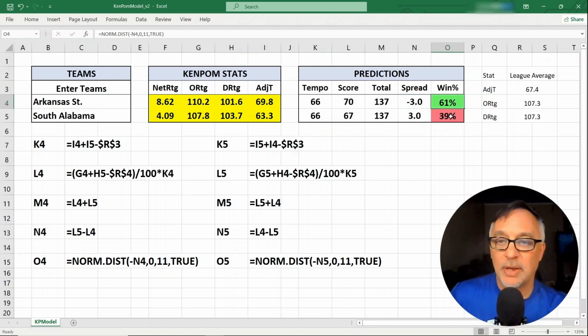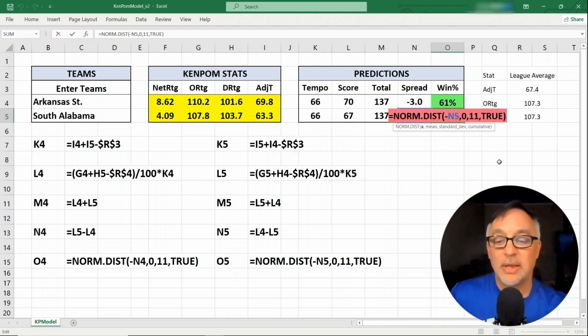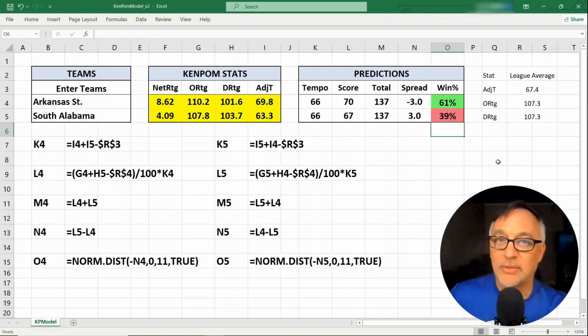We're going to do the same thing down here for South Alabama. It's negative N5, which is a cell right next to it, 0, 11, and true. And that gives us 39%, which makes sense because we're going to add up to 100% here. And that's the win percentage. In particular here, since we want to pick the game winner for each game in NCAA tournament to fill out our brackets, we're going to simply pick the team whose win percentage is above 50%.